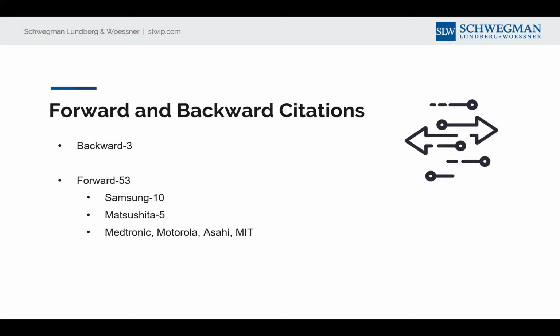Okay, and there were, again, 3 backward citations for the process patent, 53 forward citations, which is kind of interesting, that there were a lot more forward citations for the product patent than for the process patent. Samsung, which would be electronics, again, Matsushita, and Medtronic, Motorola, and Asahi. We're going to be talking about Asahi in a moment, and MIT, which is always looking at improving the core design.